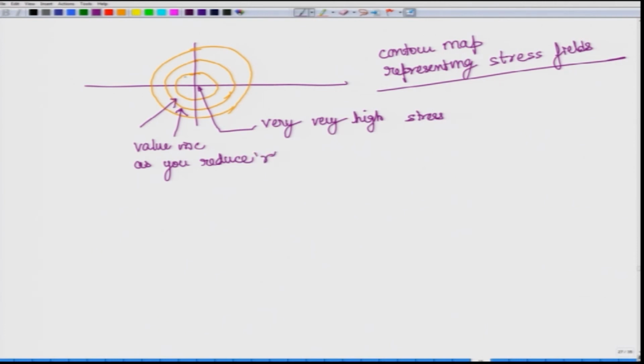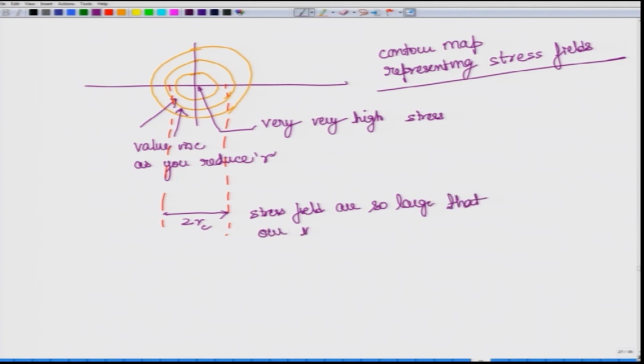So, at a certain point you would realize that the strains or the stresses have become so large. So, let us say somewhere around this, at this 2r, let us call it the critical value, stress fields are so large that our initial assumptions do not hold anymore.